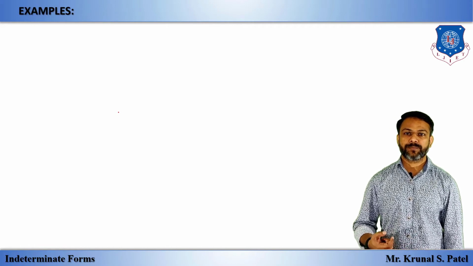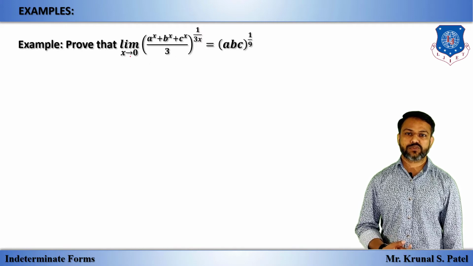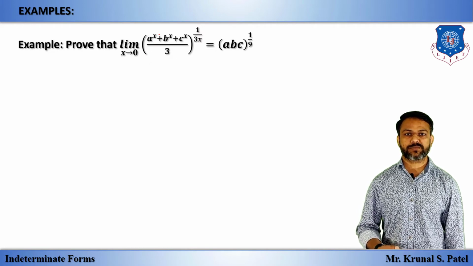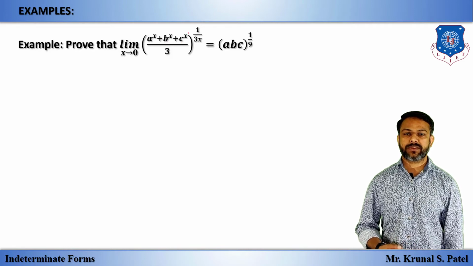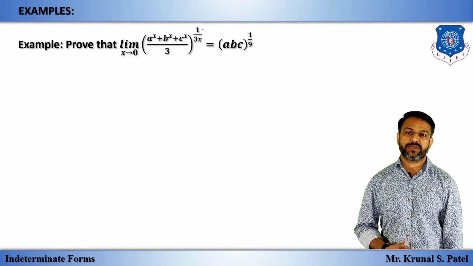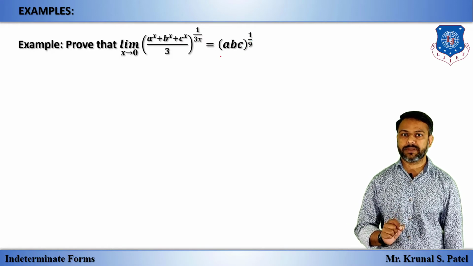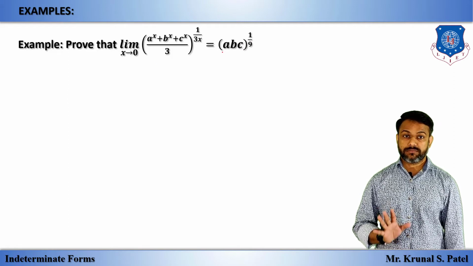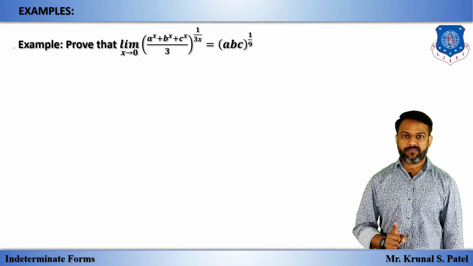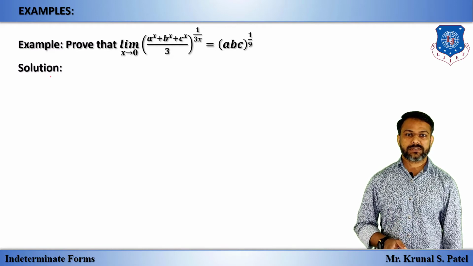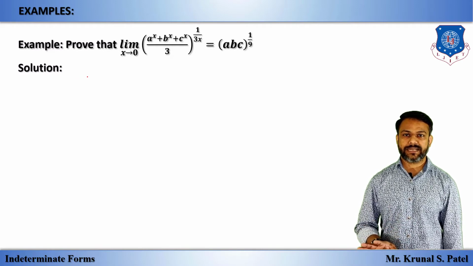First example, prove that limit x tends to 0 of bracket a raised to x plus b raised to x plus c raised to x divided by 3, whole raised to 1 upon 3x, is equal to a into b into c, whole raised to 1 by 9. This is a most important example. Okay, so take a look at this very concentratedly. Let's have the solution. First, let's start with the left hand side limit.